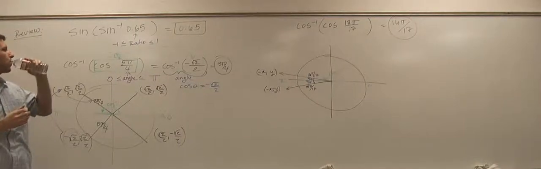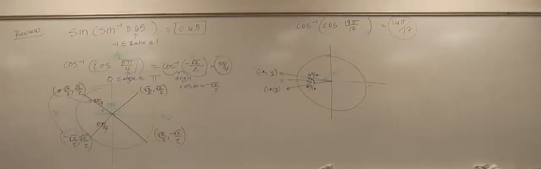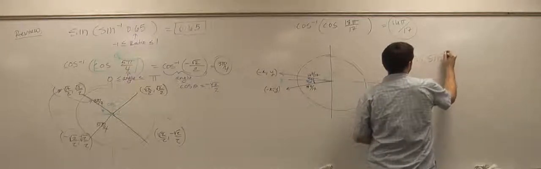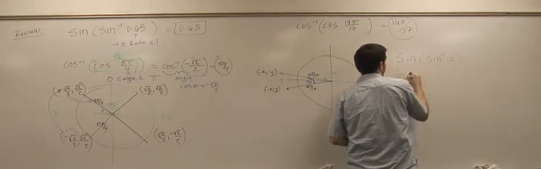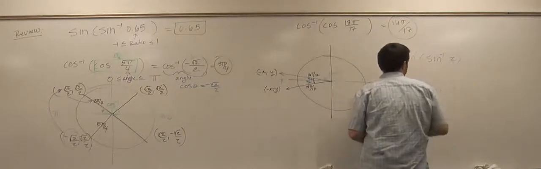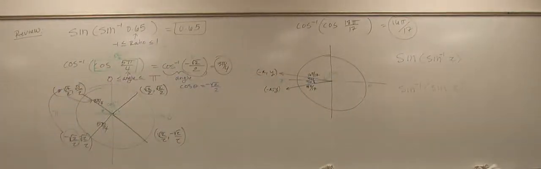Okay. I have a question. Mm-hmm. For sine, you know how you put the ratio between -1 and 1? Yeah. Well, I thought with sine, it had to be between pi over 2 and negative pi over 2. Okay, so that comes down to whether we're talking about sine of sine inverse of something or sine inverse of sine of something. So if it was the other way around, right.